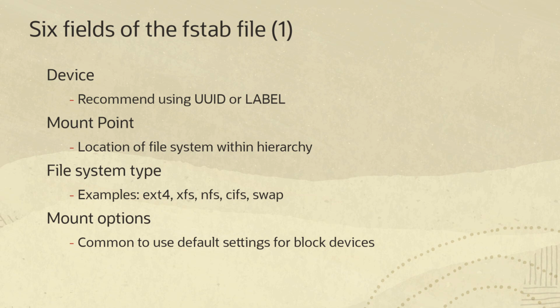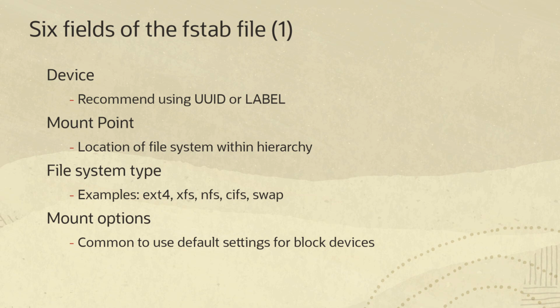The next field is the mount point. This field sets the location within the file hierarchy where to attach the file system. Next follows the file system type and mount options field. The first of these entries, the file system type, matches the FS type of the disk, device, or partition and includes examples such as ext4, xfs, nfs, CIFS, and swap.